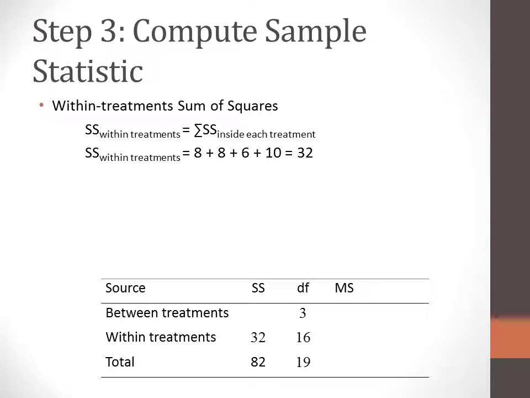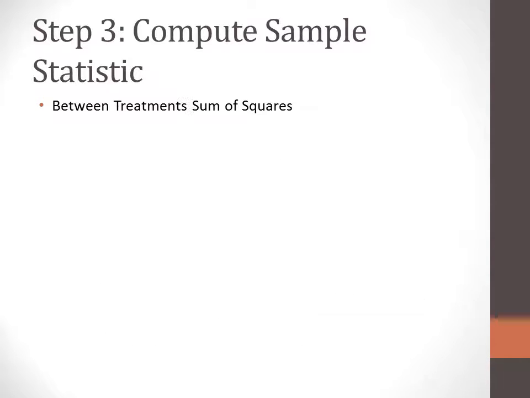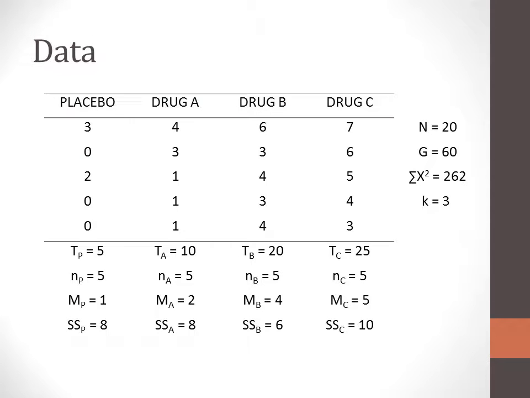You can go ahead and plug in 50 and solve for your F ratio at this point if you'd like. If you're not comfortable with the math and you like to double check your answers, please feel free to do your sums of squares between treatments, which is what I'm going to do next. So our between treatment sums of squares is noted by SS between treatments. It is equal to the sum of the total of each group squared divided by n, all subtracted from G squared over n. So let's go to our table.